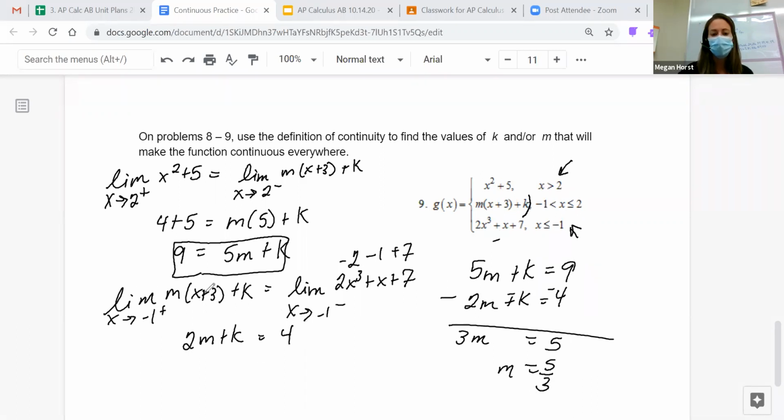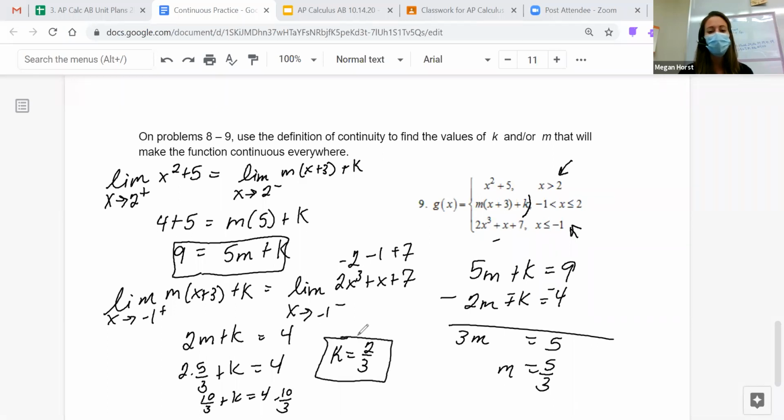Then I can take this and sub it into either one of these. I'm just going to sub in here because it's easy. I have 2 multiplied by 5/3 plus k equals 4. So 10/3 plus k equals 4. I'm going to subtract 10/3 to the other side. 10/3 is the same as 3 1/3. So I have 4 subtract 3 1/3, which is 2/3. Or you could look at this as 12/3 subtract 10/3. But you get k equal to 2/3 and m equal to 5/3.